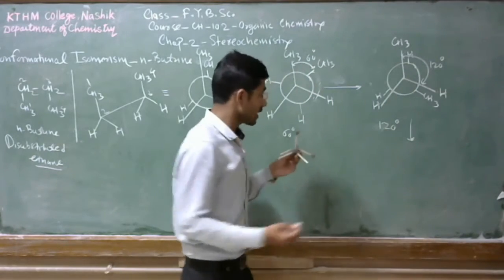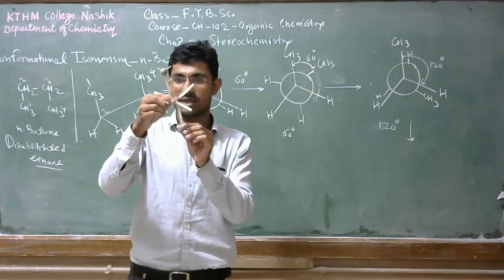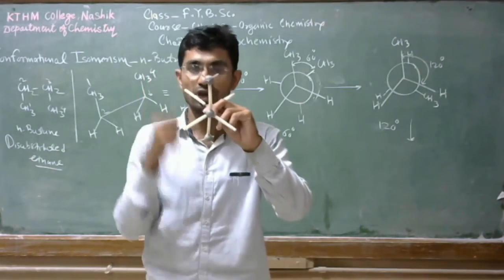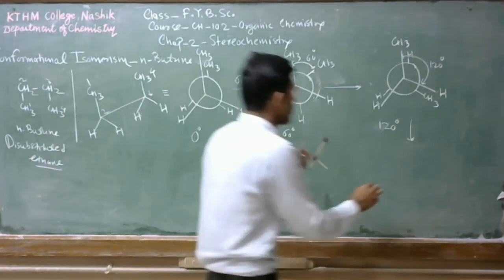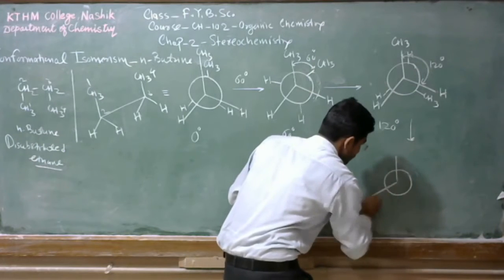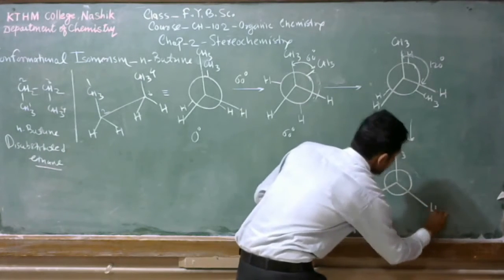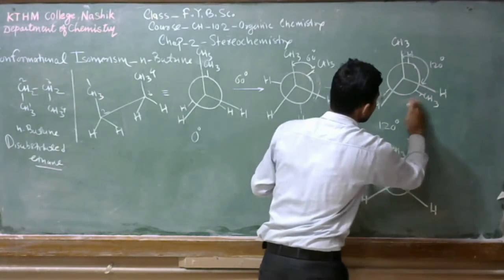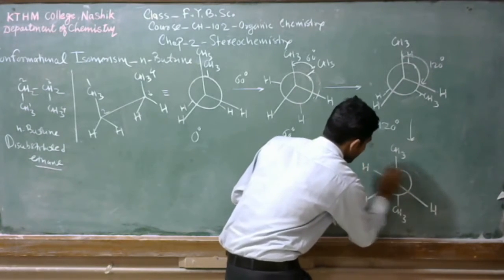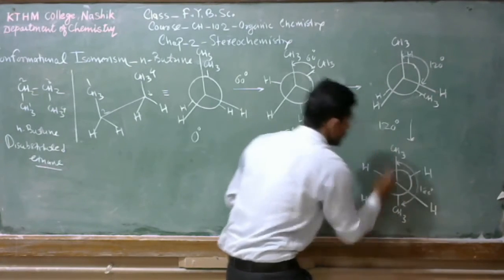Then 120 plus again 60. So 120 plus 60, because of that again 60, we get this conformation. In this conformation we can observe that the angle between the two methyl groups is how much? 180 degrees. So again we write the Newman projection formula for this. This methyl group comes to this position by another angle 60, so overall that is 180. So we observe a 180 rotation, angle 180, and we get this conformation.